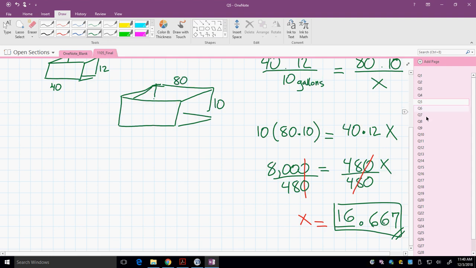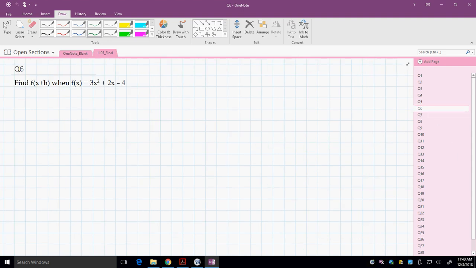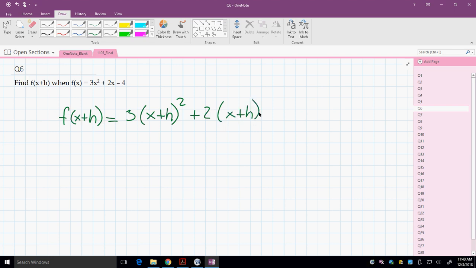Now we're going for question number 6. Find f of x plus h. When they give you a function and ask you to find something else inside the parentheses next to the function symbol, what you need to do is substitute all your x's by that. So we have 3 times x plus h raised to the second power, plus 2 times x plus h, minus 4.